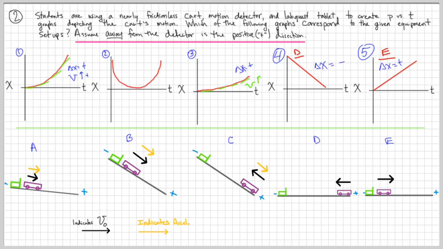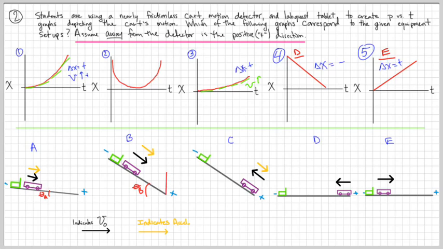I can see that the angle of incline for A, call it theta A, is smaller than the angle of incline over here for equipment setup B, call it theta B. When I have a larger angle of incline, I have a greater acceleration.